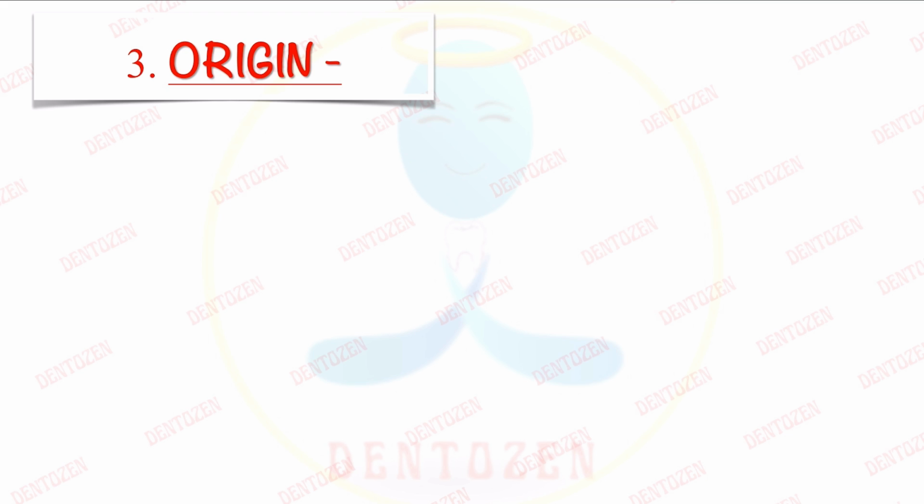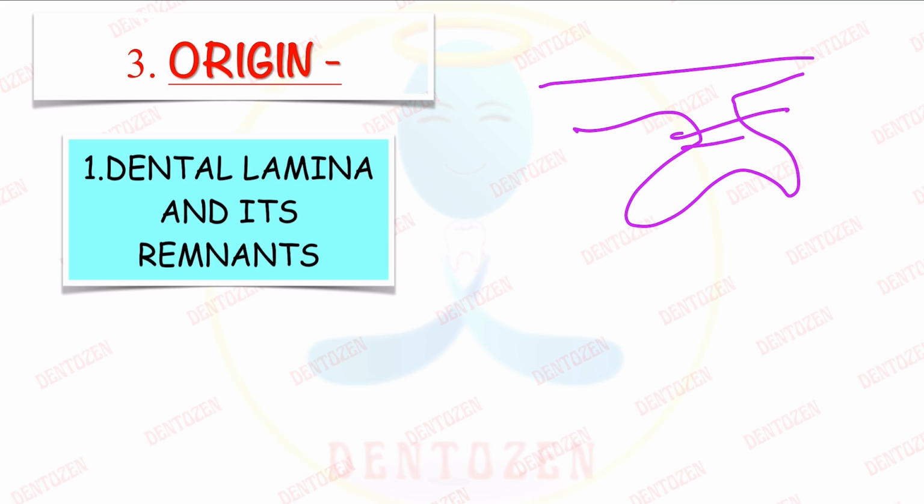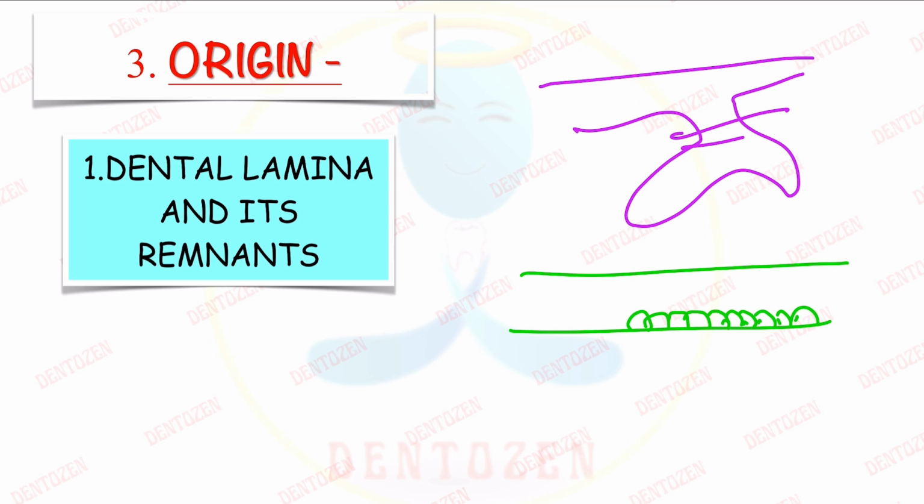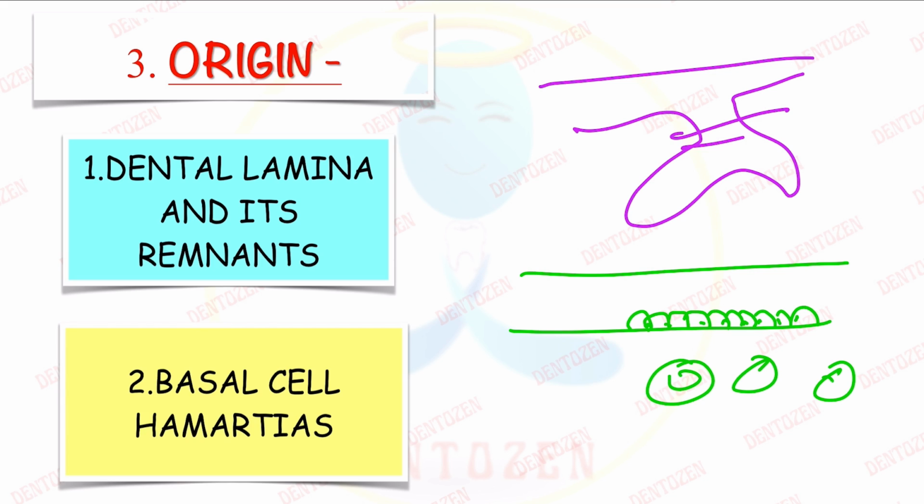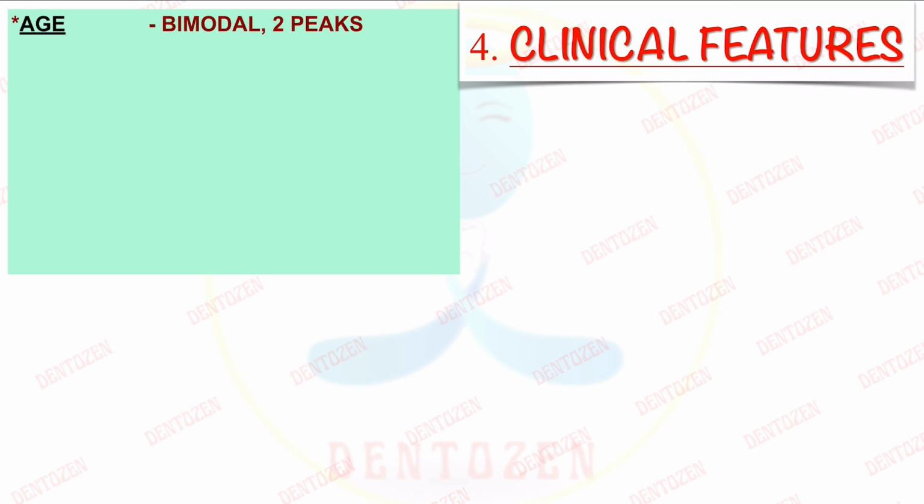Now we already know its origin is from the remnants of dental lamina. Now there is one more origin, from the basal cells of overlying epithelium of the overlying mucosa. These cells have the proliferative potential to form OKC, and these are called basal cell hamartias. That is another important exam question. Now coming to the clinical features, it has bimodal age presentation, two peaks. Bi means two.